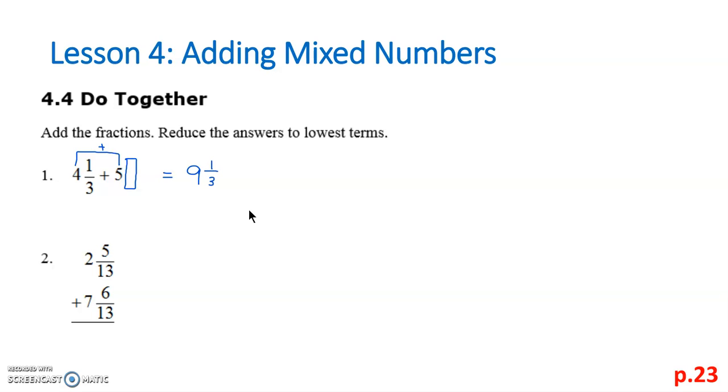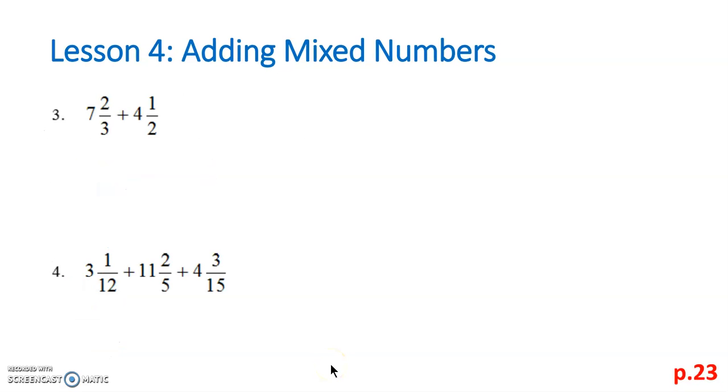For number 2, we have 2 5/13 plus 7 6/13. So we see that we have a common denominator. These are like fractions, so we don't have to do many of the steps because we don't have to make any changes to the fractions. So what we can do now is add our whole numbers. 2 plus 7 is 9, and we can add our numerators. 5 plus 6 is 11 over 13. And in this case, our answer is a proper fraction with the whole number. So we have a mixed number, and this mixed number is already in lowest terms. It's 9 11/13.